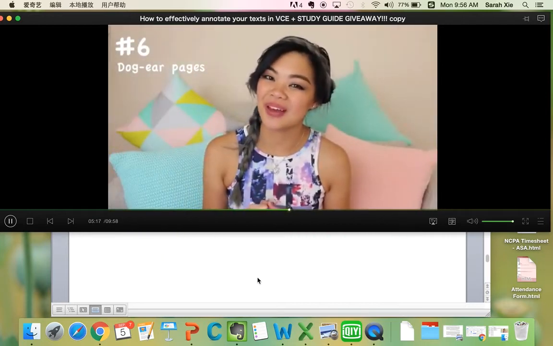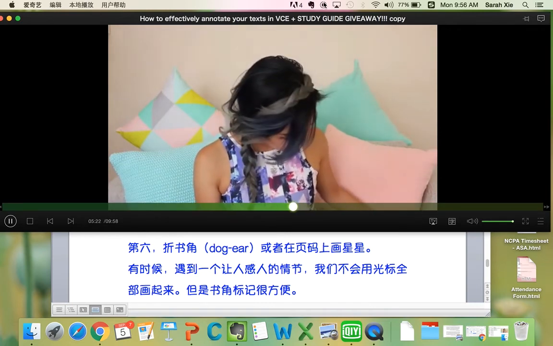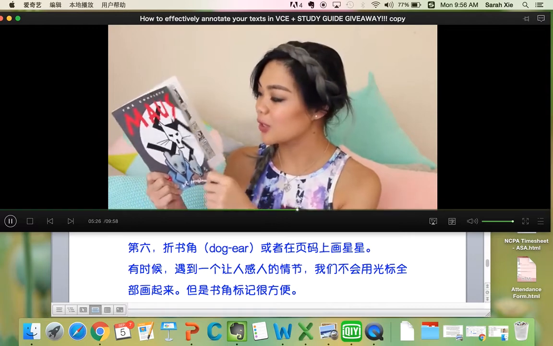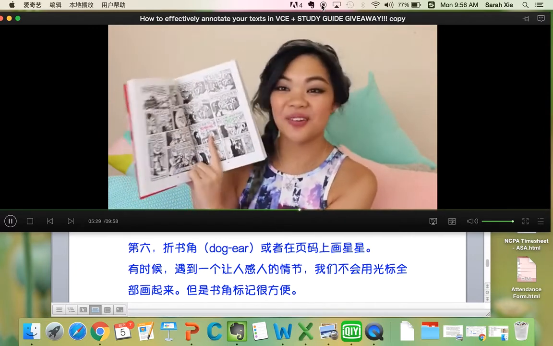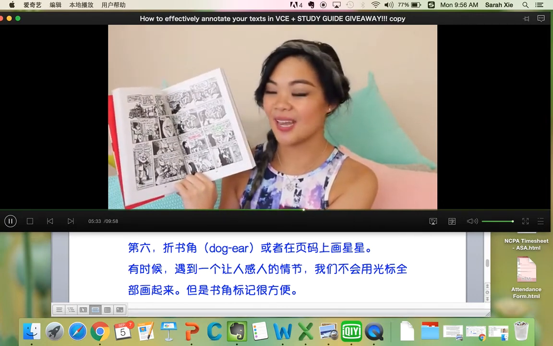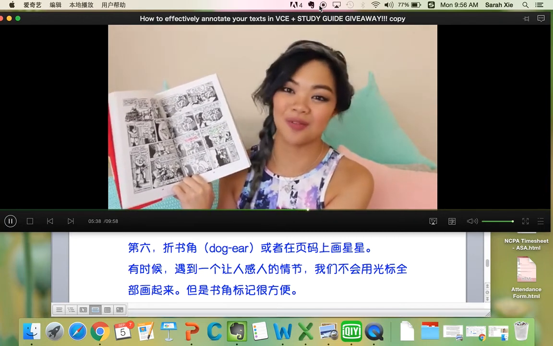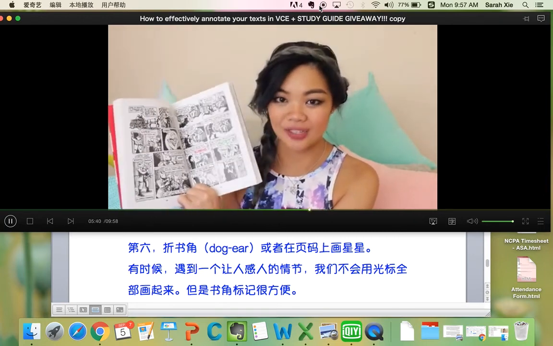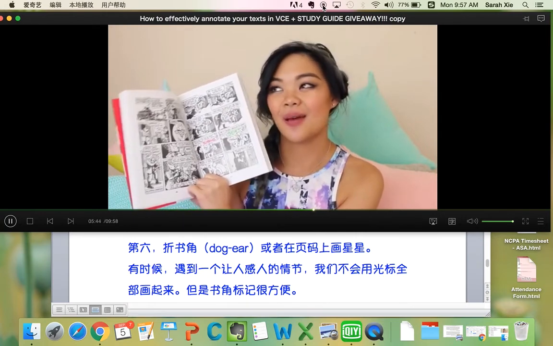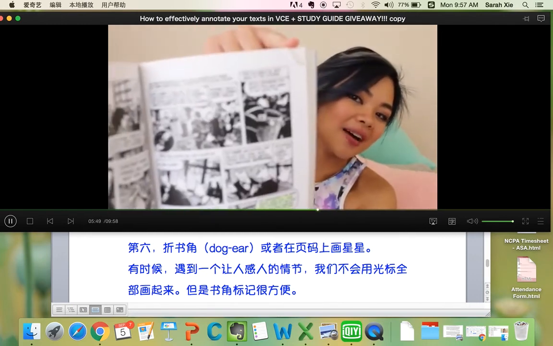Dog ear your important passages. So dog ear sounds a little bit funny, but let me find an example for you guys. Okay, so I found The Complete Maus, which is actually a graphic novel, which is amazing. So if any of you are actually studying this text and you're lucky enough to do this text, then oh my gosh, you're going to have the time of your life, because even though it's a very sad story and a very touching story, the illustrations really help.